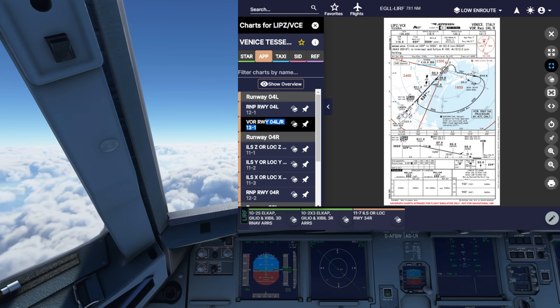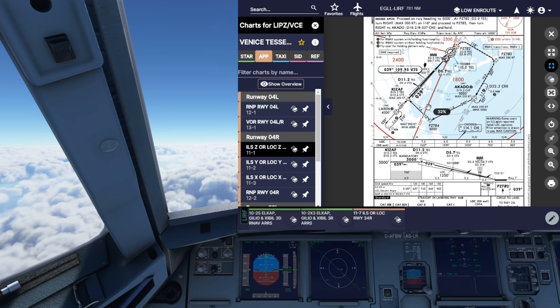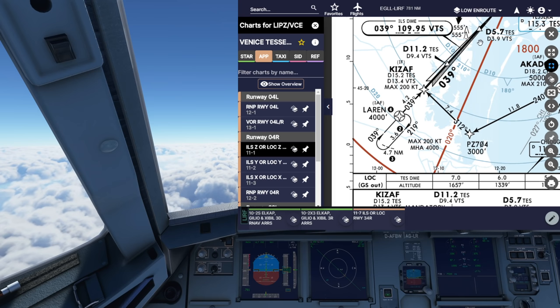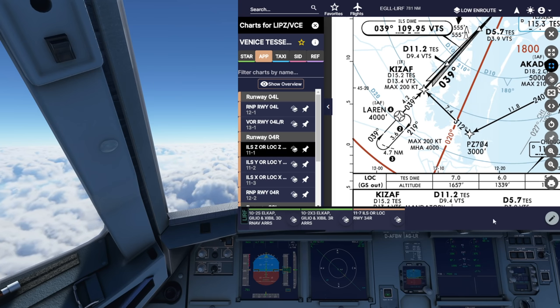There's a lot of different charts, but as you can see, for example, the RNAV Zulu takes us from Laren. So that's what the arrival gets us to, the star. And then from Laren, we can make our final approach. But that is a topic for another day.